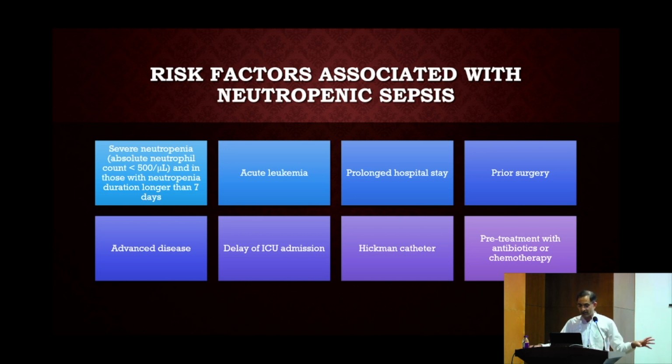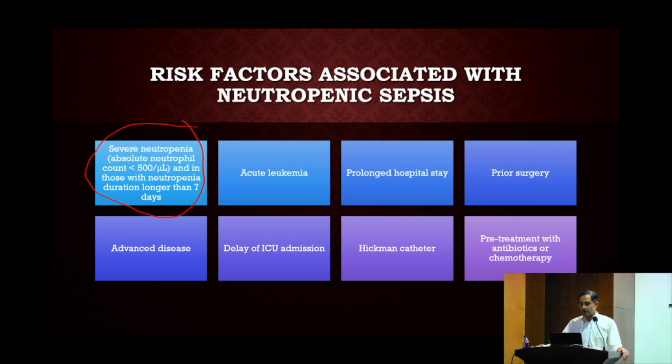If it is for more than 7 days, as you can see in the first box, then the risk of developing a neutropenic sepsis is much higher, or the mortality and the morbidity is much, much higher. So the depth of neutropenia, the duration of neutropenia, what is the reason for the neutropenia? These are 3 important things that we talk about, and among that, acute leukemias are known to contribute to risk or mortality much more than other forms of neutropenia.